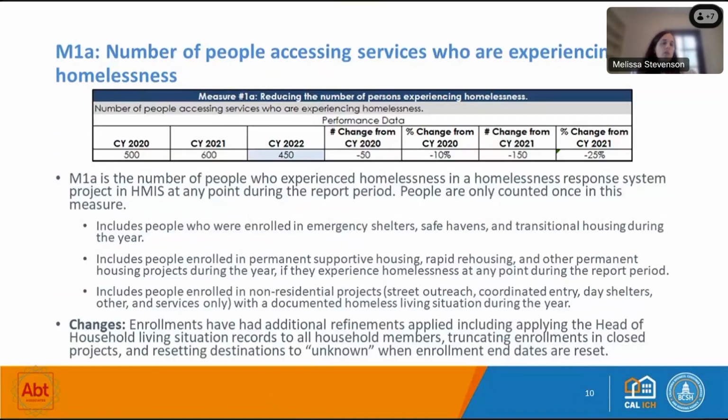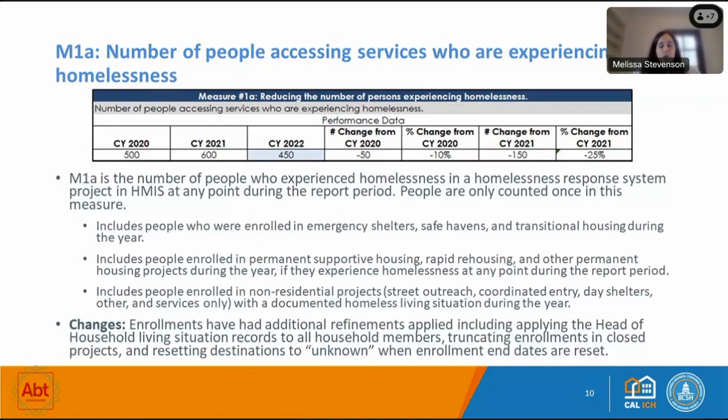So I'm going to go through measure 1, which is composed of a 1A and 1B, and then I'll turn it over to Jules to talk through the detail tab on those measures. So first, 1A is the number of people accessing services who are experiencing homelessness.